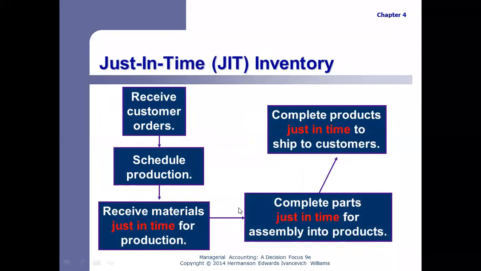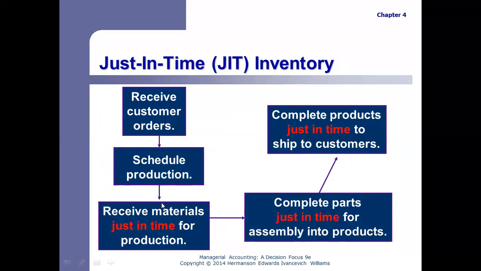Okay, the concept of just-in-time inventory is both getting materials, preparing or producing products, shipping them to customers, all are done right before they're needed. So for example, materials.